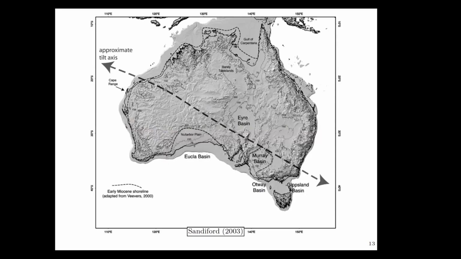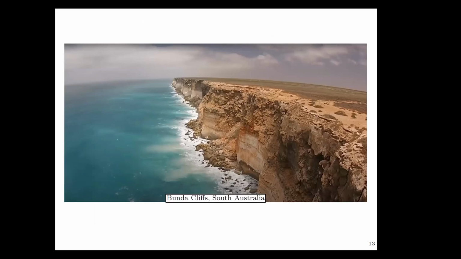So the first case is Australia. Australia is known for its northeast-southwest tilt since the early Miocene. The first observation that we have is basically looking at the early Miocene shorelines. In the north they are located further offshore, whereas in the south they are located further inland. Now we can zoom in, for example, in the south, the Nullarbor Plain, basically marine sedimentary rocks uplifted since the early Miocene.